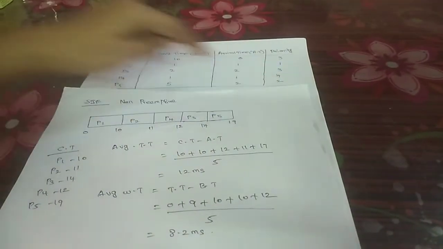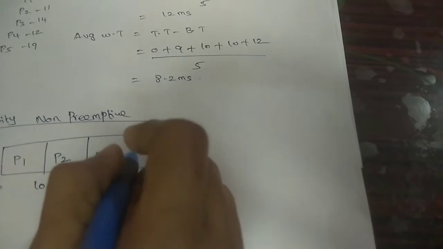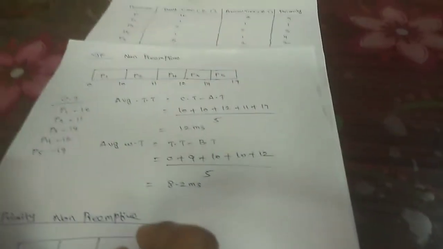Next, the highest priority is 2. So the process P5 will be entering and it executes for 5 milliseconds. Already the processor is at 11. So 11 plus 5, that is 16.